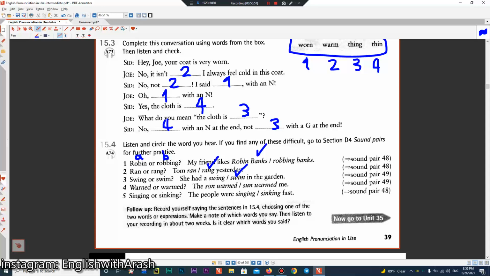4. Warned or warmed. The sun. So basically you have nede and then you have mede. Warned or warmed.